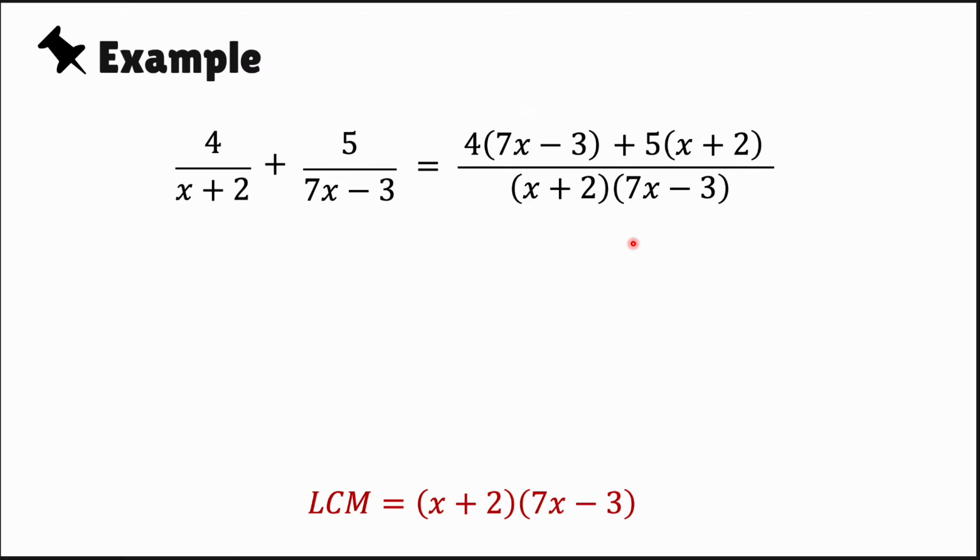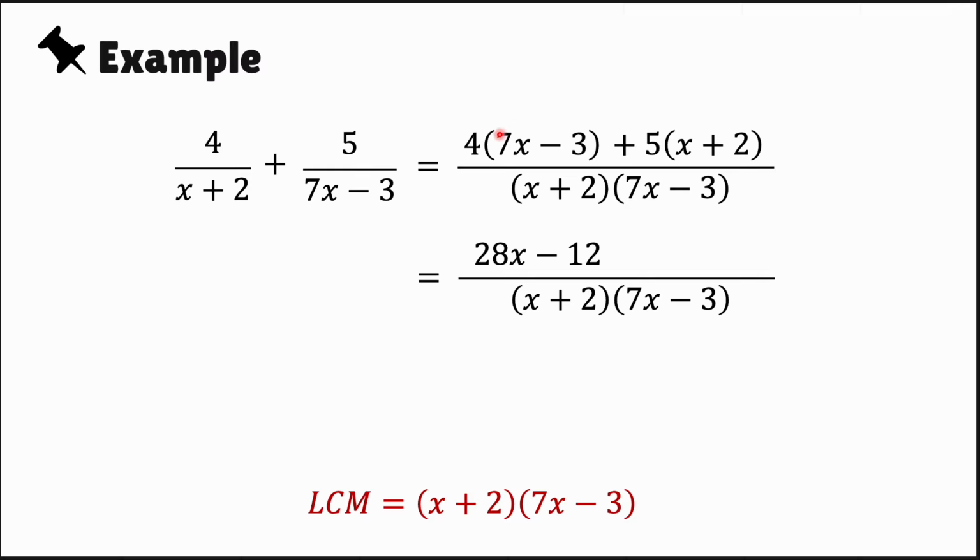Again, whatever your LCM is, that's your denominator. Then denominator divided by the first denominator times the numerator, we have this. Denominator divided by the second denominator times your numerator, we have this. Then we expand. If we expand, for the first one we have 28x minus 12. The second one is going to be 5x plus 10.